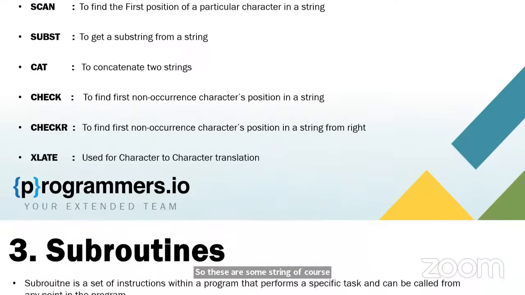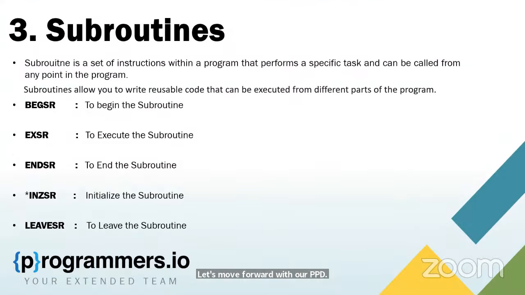The next slide, that is subroutine. So what is subroutine? The subroutine is a set of instructions within a program that perform a specific task and can be called from any point in the program. So let's suppose you have one block of code in your program and that is being used various times in your program. So instead of writing it many times again and again, we can make a subroutine. So whenever you want to perform that block of code, we can simply call that subroutine and it will perform that task for you. So there are 5 opcodes for subroutines.